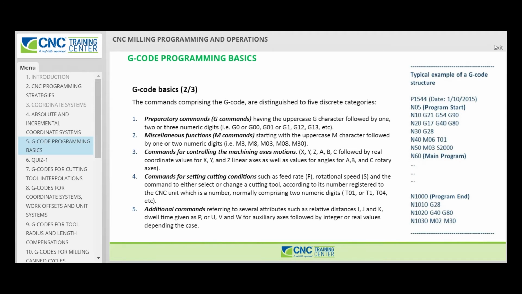The commands comprising the G code are distinguished into 5 discrete categories. The first category deals with preparatory G commands having the uppercase G character followed by 1, 2, or 3 numeric digits.